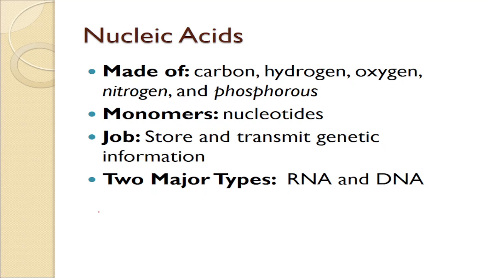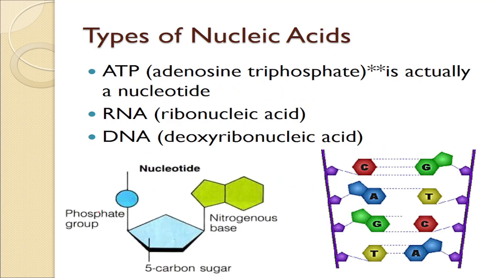Nucleic acids are made up of carbon, hydrogen, oxygen, nitrogen, and phosphorus. Its monomer is nucleotides. Its job is to store and transmit genetic information. There are two major types, RNA and DNA, and we're going to explore them one by one. Actually, adenosine triphosphate is a nucleotide. One resource tells us that it is actually a nucleotide.